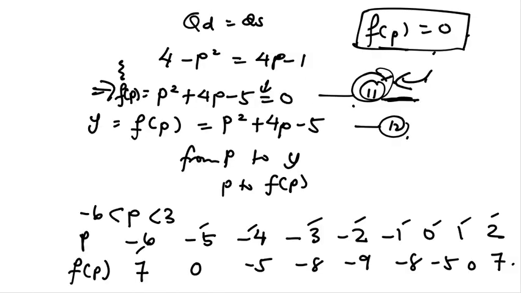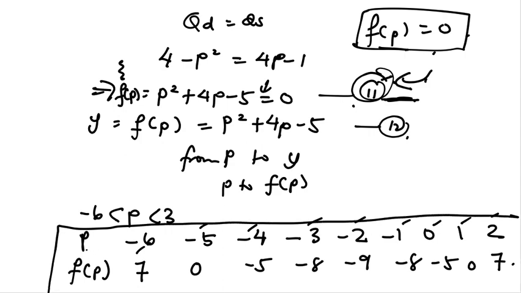You look here, these are the combinations that we found earlier, isn't it? For different values of P, we can get FP. Without graphing, you can see that the values of P that lead to FP equals 0 are minus 5 and then 1, isn't it?